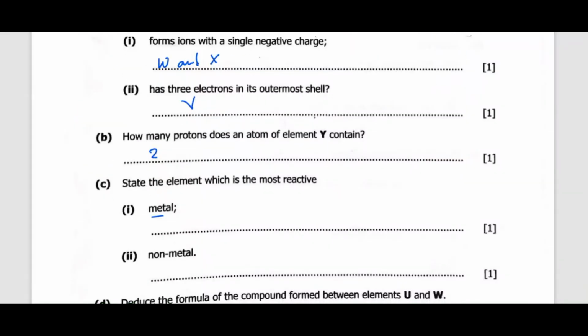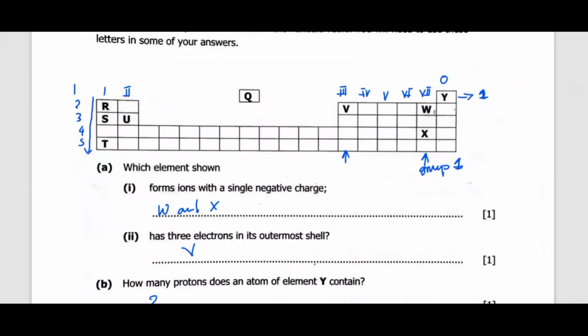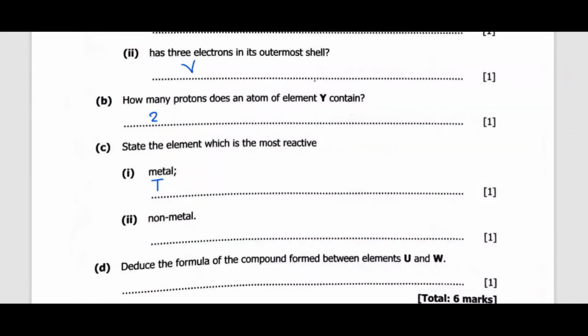So here we have T. Then non-metal, it's opposite to group 1. So here we move here. So this will give us W. Then D, deduce the formula of the compound formed between elements U and W.